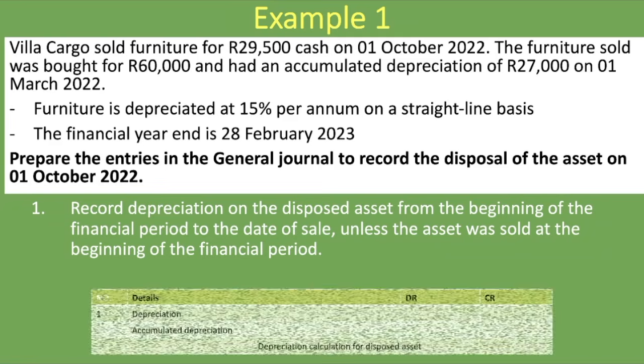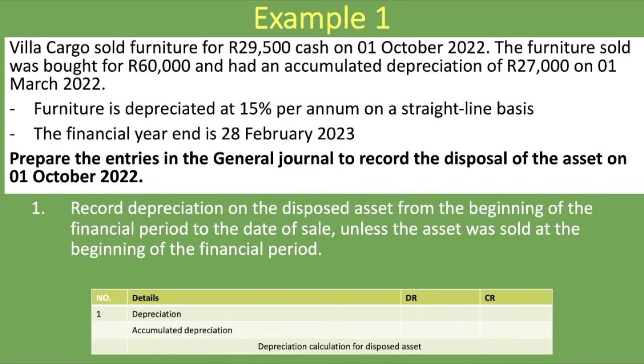What is our journal entry going to look like? Well, remember this: we debit depreciation and we credit accumulated depreciation. Our narration there is depreciation calculation for disposed asset. In this case, you would actually be specific to say for disposed furniture. All right. So what is our debit going to be and our credit? What's the amount there? Well, let's calculate the depreciation.